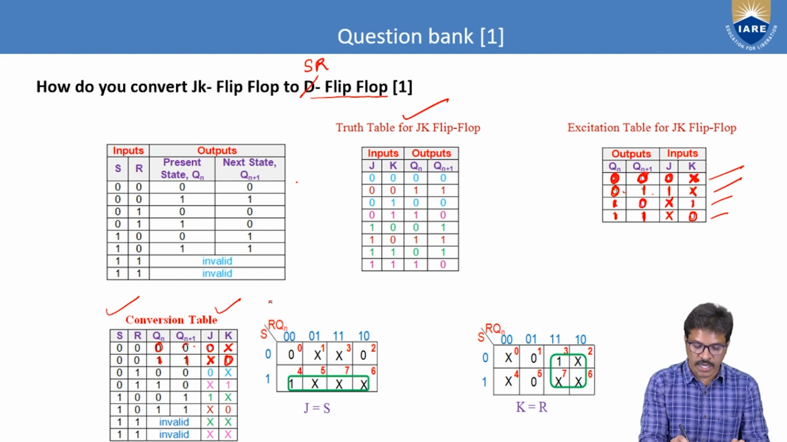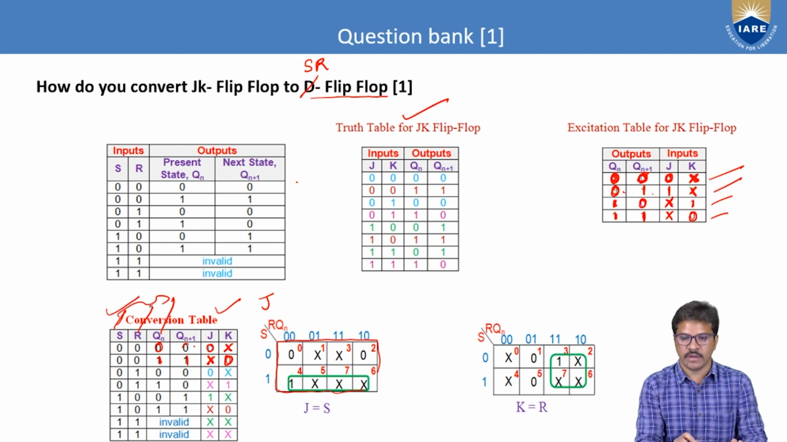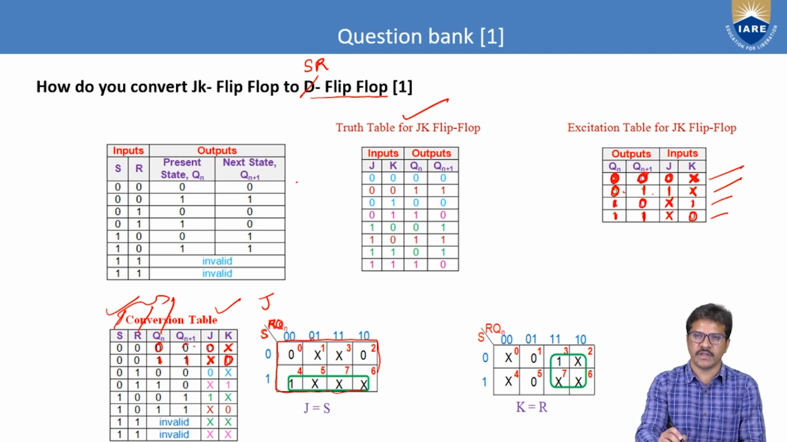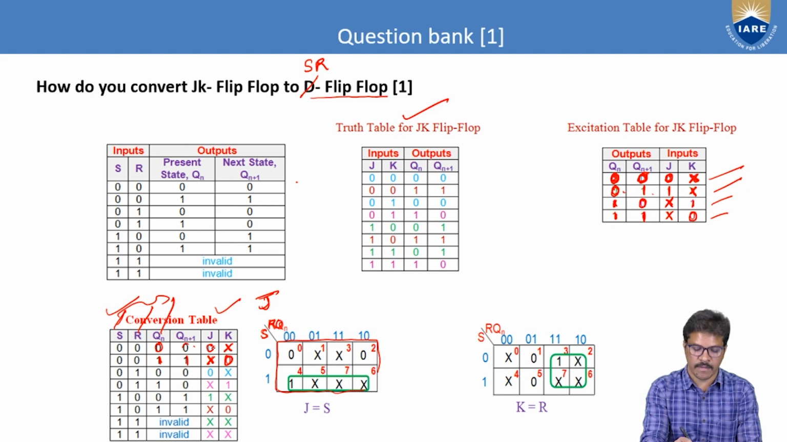From this, we can get what the input must be for J, getting the Boolean expression from the K map. Considering S, R and the present state Qn as the inputs in the K map, you will get the Qn plus 1 of JK. What inputs are required to get the next state? So for J, you will get this K map by providing this column. By placing the zeros, x's and ones in the K map, you will get J is equal to S.